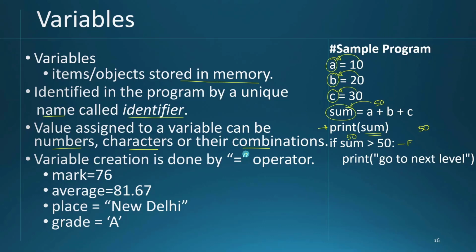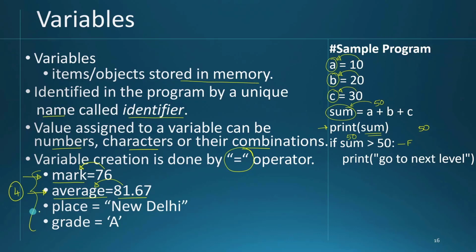Variable creation is done by the assignment operator, or equal to operator. Here you can see I have created 4 variables. In the first statement, the variable name is mark, and I am assigning an integer 76 into mark. Next, I am creating a new variable named average, and 81.67, a floating point number, is stored into average. But don't worry about integer and floating point now. We will study that in the next video session.